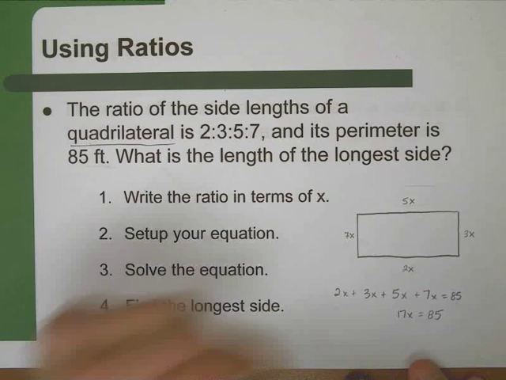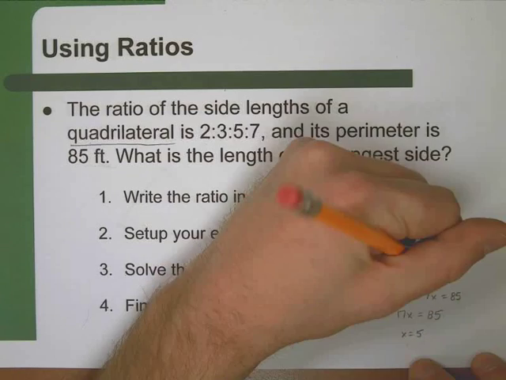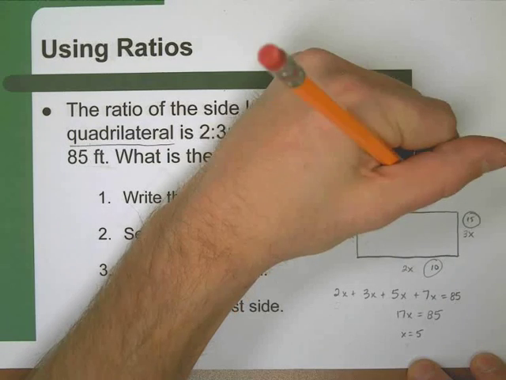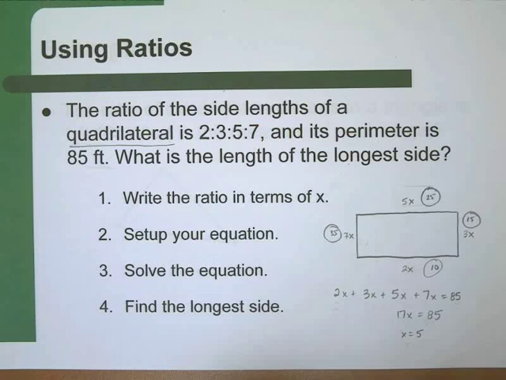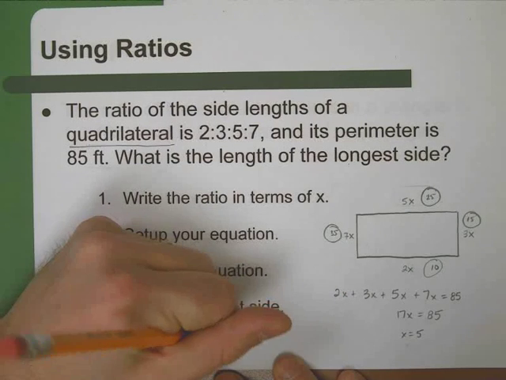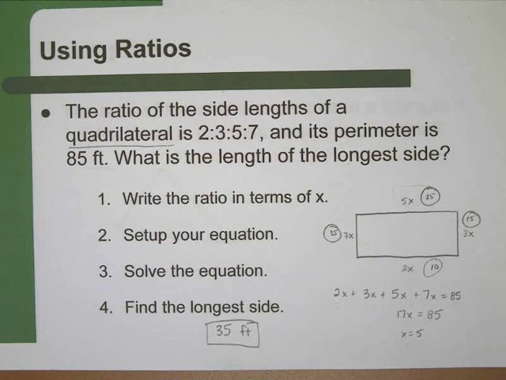Well, if 17x is equal to 85, I divide both sides by 17, and I get x is equal to 5. So I know x is 5. Everything's 5 times as big as whatever I thought it was. So 2 times 5 becomes a 10. 3 times 5 becomes a 15. 5 times 5 becomes a 25. And 7 times 5 becomes a 35. Those are the 4 measurements that I actually have, and that is a 2 to 3 to 5 to 7 ratio. So the length of the longest side would obviously be the 7x side, the 35. So that would be 35 feet. That would be the answer to this question.